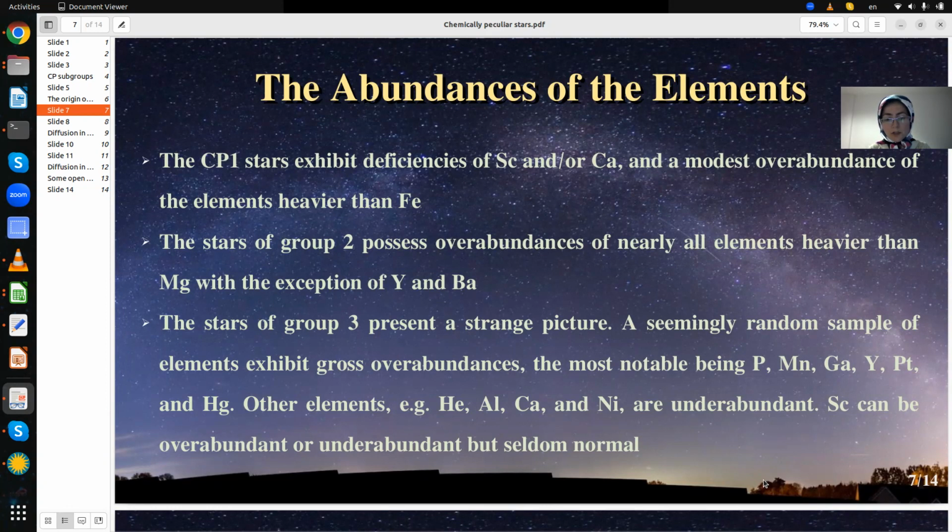The stars of group 3 present a strange picture. A seemingly random sample of elements exhibit gross overabundances, the most notable being phosphorus, manganese, gallium, iridium, and platinum, and also mercury. Other elements, for example, helium, aluminum, calcium, and nickel, are underabundant. Scandium can be overabundant or underabundant, but seldom normal. The similarity of some CP3 stars to group 1 with respect to the calcium, scandium, strontium, yttrium, and zirconium and barium abundances has led to the suggestion that they can be regarded as a single group.